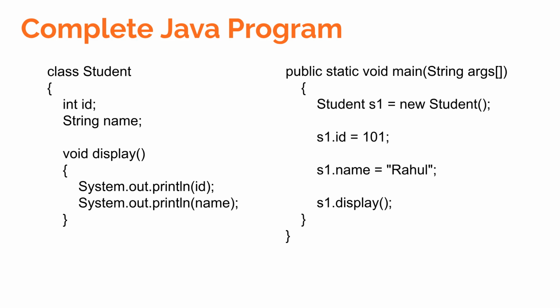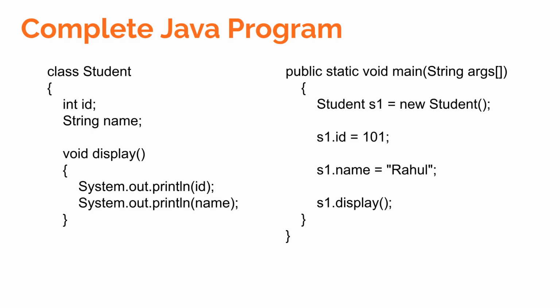public static void main(String[] args). This is the main method. Every Java program starts execution from here. Think of it as the entry point of the program. Whenever we run the program, Java first looks for the main method.